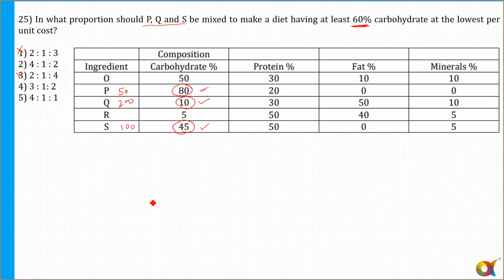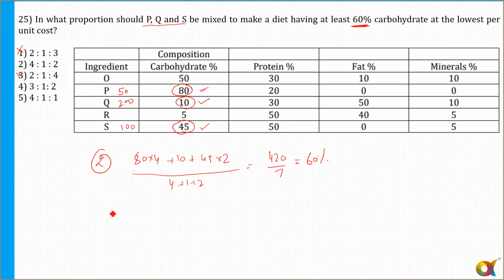So in option number 2, let's say 4 units of P, that is 80 into 4. I need to check whether it is coming out to be more. 80 into 4 units plus 10 units plus 45 into 2, divided by the total, which is 4 plus 1 plus 2. So that is 320 plus 10, that is 330 plus 90. That is 420 by 7. So that is exactly 60%. So option 2 has 60%.